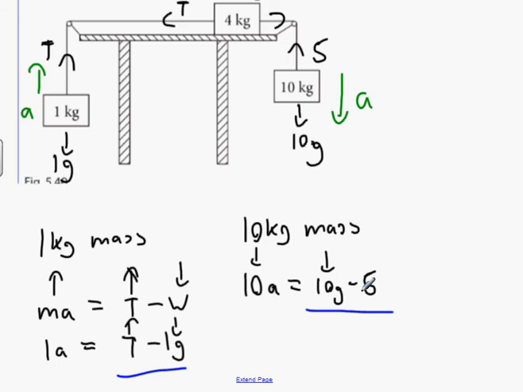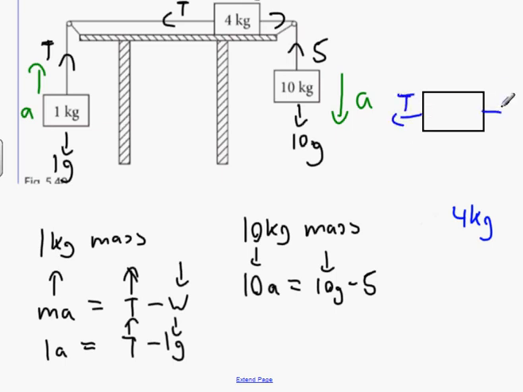The S and the T, the two different tensions. That's where your third equation comes in, almost like a link equation. So we're talking about the 4 kilogram mass. Now, we'll have a closer look at the 4 kilogram mass in isolation. T going to the left, S going to the right. Overall, your acceleration goes to the right.